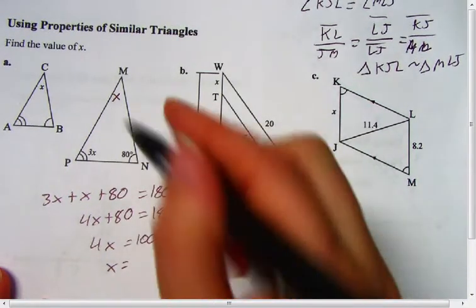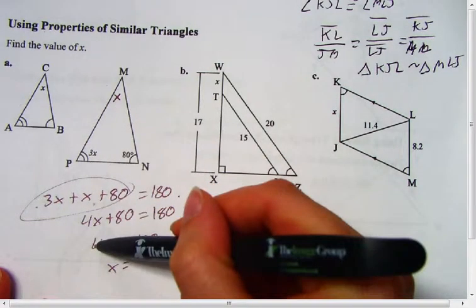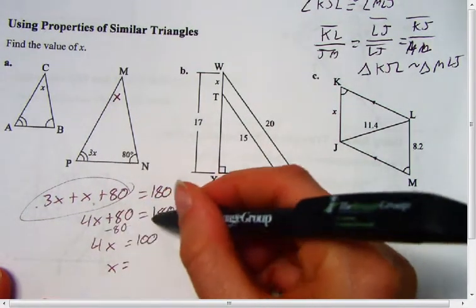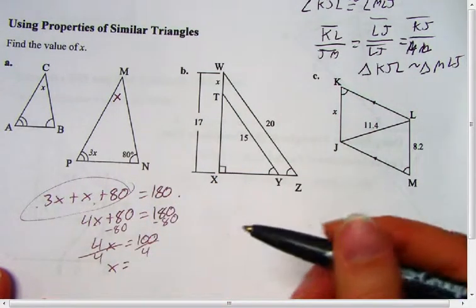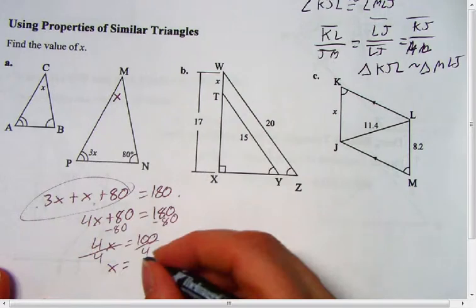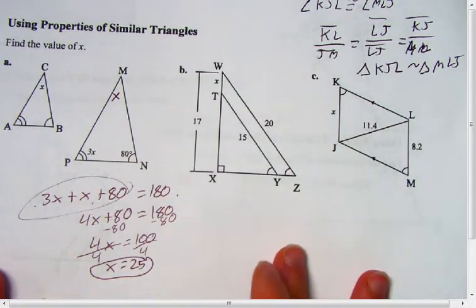you guys get what I'm doing? I'm adding all these up, setting it equal to 180. 3x and x gives me 4x. I subtracted 80 from both sides. Now I'm dividing by 4. How many times does 4 go into 100? 25.